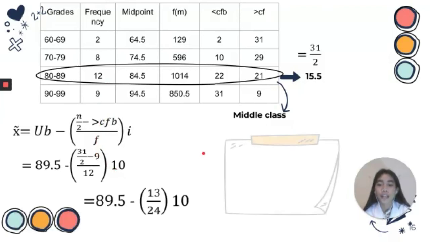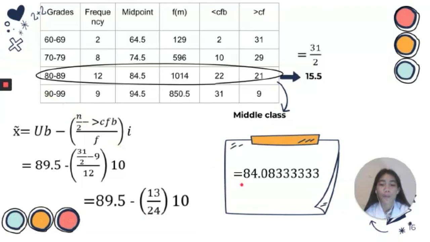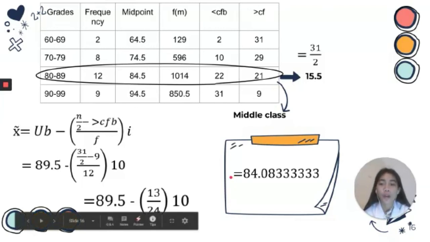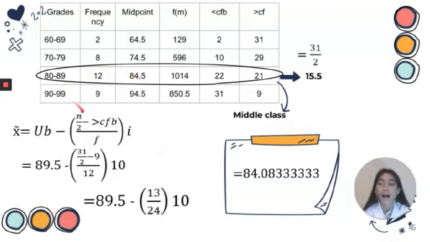So, i-compute lang natin siya. Ang makukuha natin na sagot is 84.08333333. So, makikita natin na pareho yung sagot dito sa pangalawa hanggang sa unang formula na ginamit natin, which is parehong tama. So, kahit alin yung gamitin mo dito, mag-conclude ka sa parehong sagot kasi pareho lang naman yung sagot niya. Pinag-determine lang natin if tama nga yung sagot natin, kaya natin ginamit yung dalawang formula.